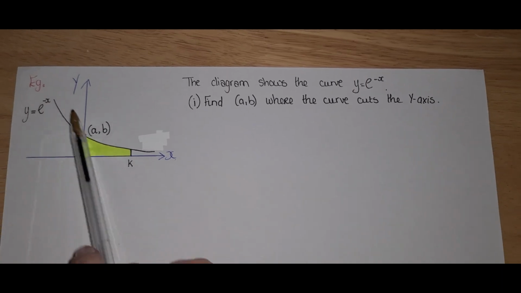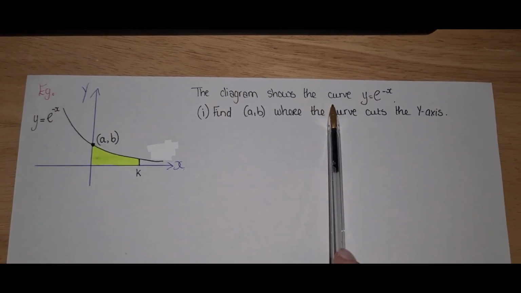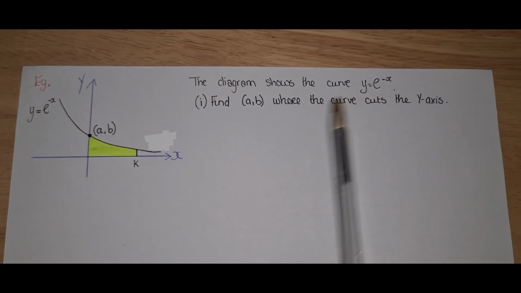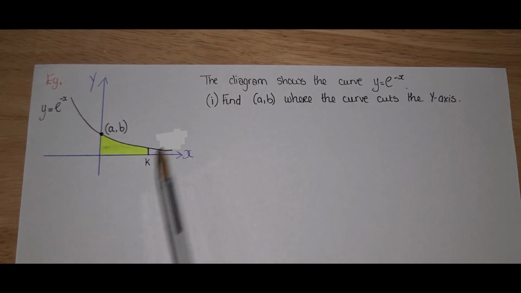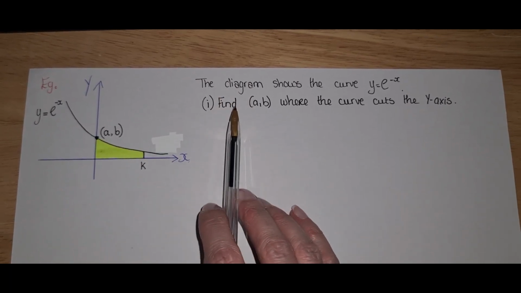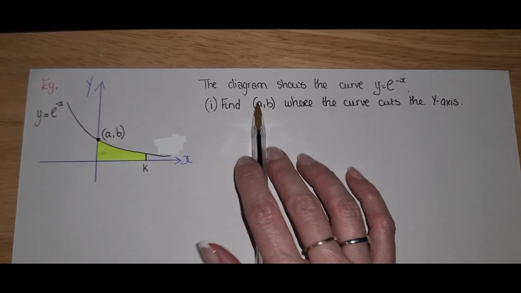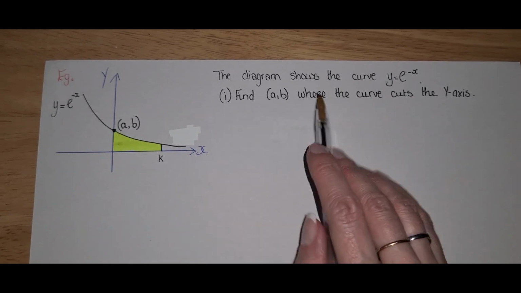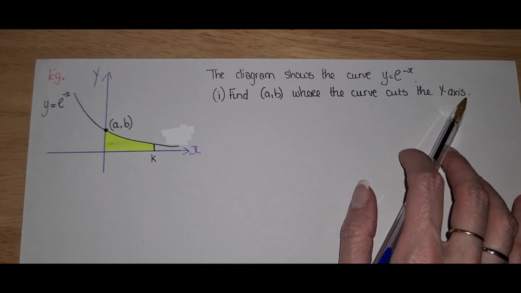Okay, if we look at the following example, it says the diagram shows the curve y is equal to e to the power of minus x. So it's a negative exponential function. And part 1 says find AB. So find the coordinates AB, which is right here, where the curve cuts the y-axis.